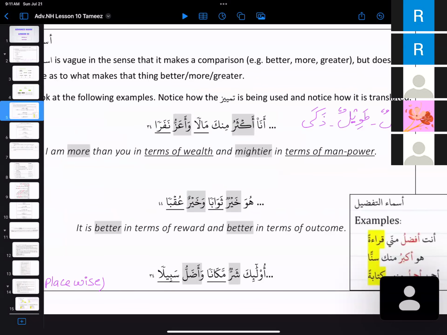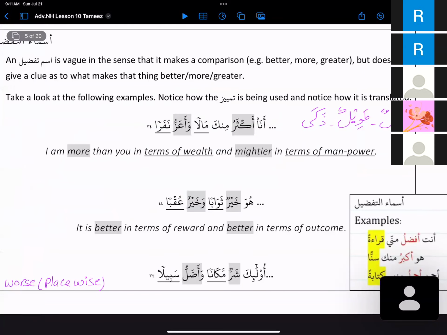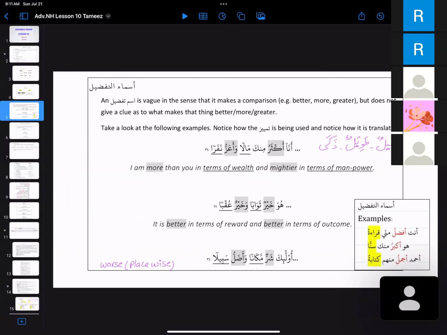And now let's see first our asma. We said that after ismu tafdhil, we are going to find tamyiz. Ismu tafdhil is vague in the sense that it makes a comparison, right? We know that ismu tafdhil makes a comparison, better, more, greater, but it does not give a clue as to what makes that thing better, more, or greater. For example, ana aksaru minka malan. If I just stop here, ana aksaru minka, how are we going to translate it?